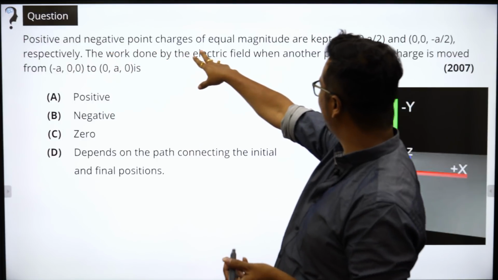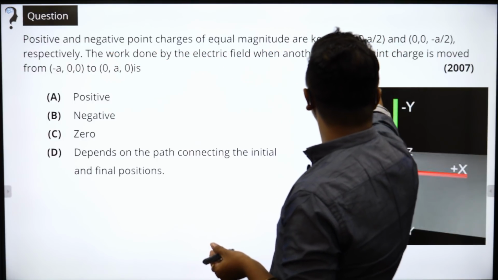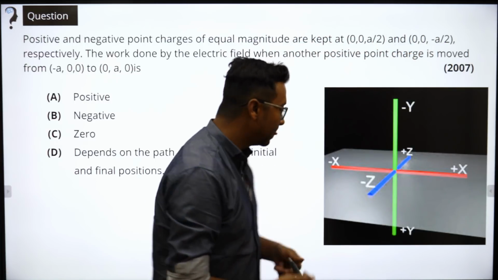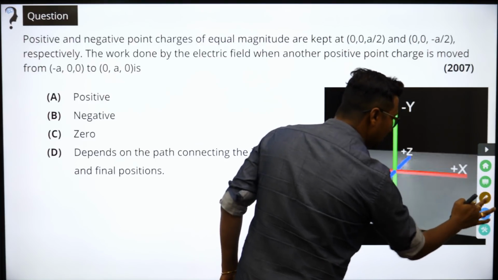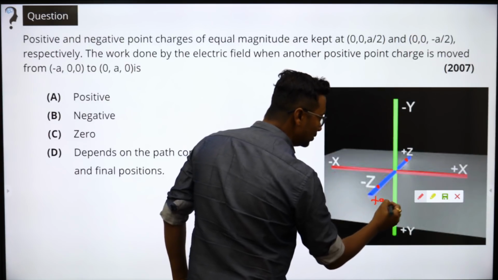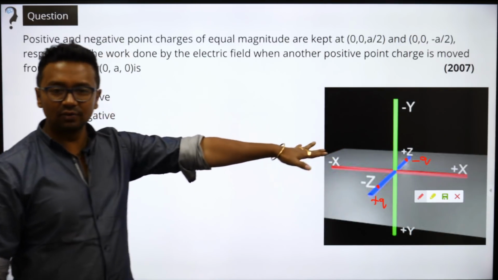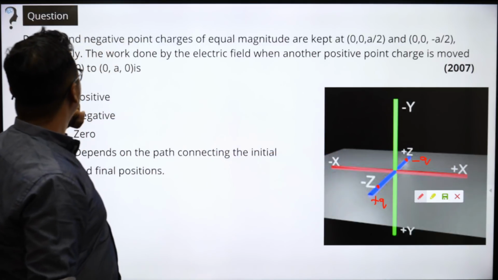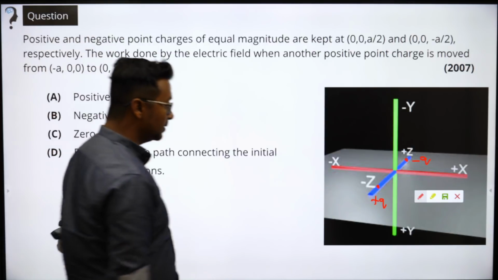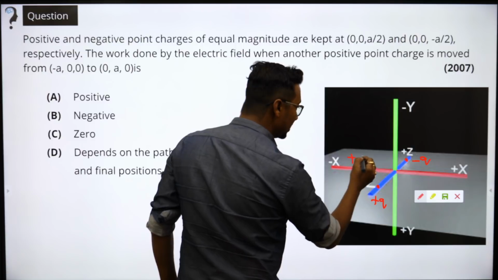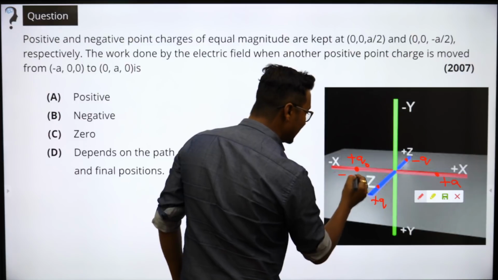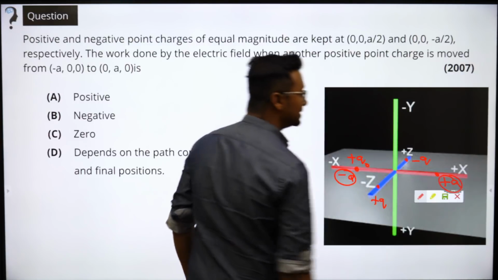There are a positive and a negative point charge of equal magnitude kept at (0, 0, a/2) and (0, 0, -a/2). So what are they telling us? There is a charge here, there is a charge here. This is plus q, this is minus q. Easier to visualize. Now, the work done by the electric field when a positive point charge, say q naught, is moved from minus a to plus a. So, this is my minus a, dear students, and this is my plus a.